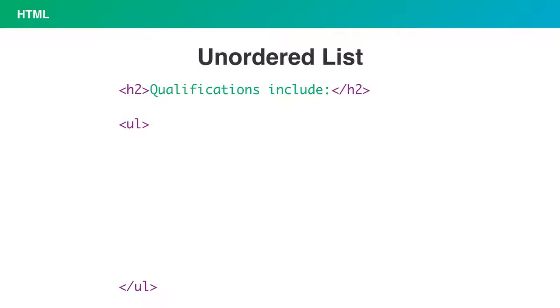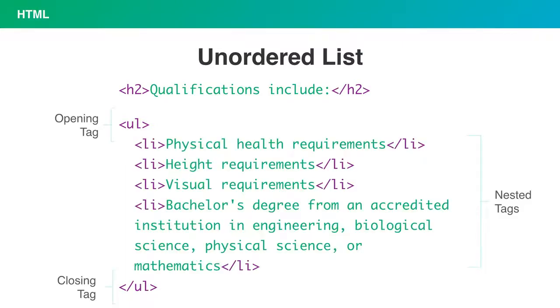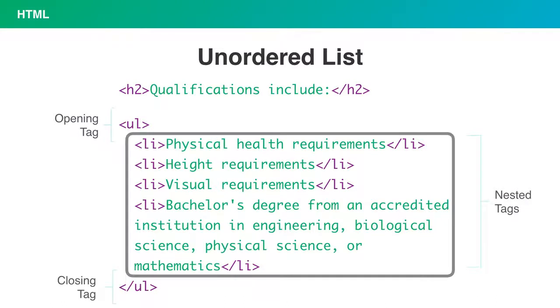We can create a list with a special list element. In this case, we are using an unordered list element with a UL tag. Inside our unordered list tags, we will want to include the actual content. This content here, qualifications for becoming an astronaut, is a list item, LI, and lives inside its own LI tag. The list items are nested in between the opening and closing UL tags.